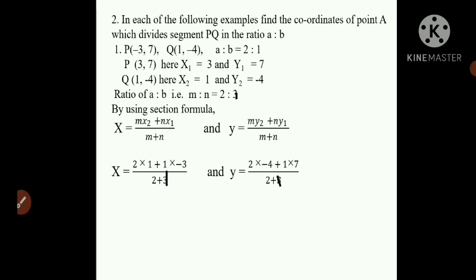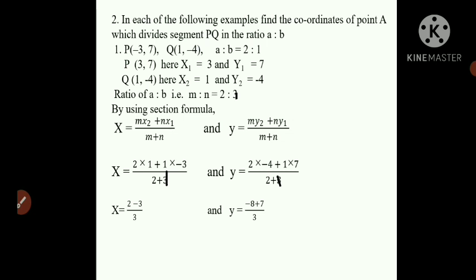So what we'll do, now we substitute the values for y. Y equals my2. M is 2 multiplied by y2, which is -4, plus 1 into 7, upon 2 plus 1. So when we substitute the values, 2 ones are 2, plus of minus is minus, 3 ones are 3, upon 3. And here 2 fours are 8, means 2 into -4 will be -8, plus 7 ones are 7, upon 3.